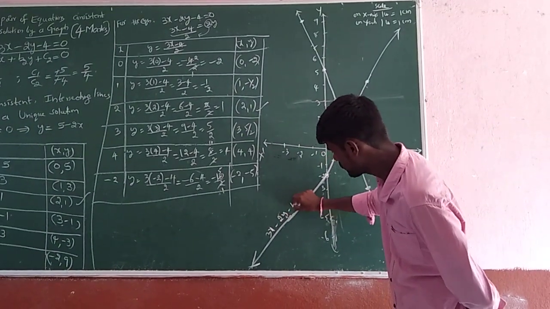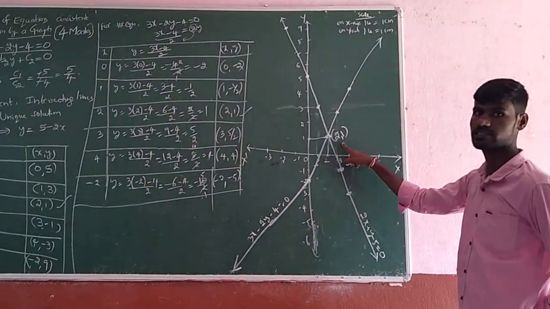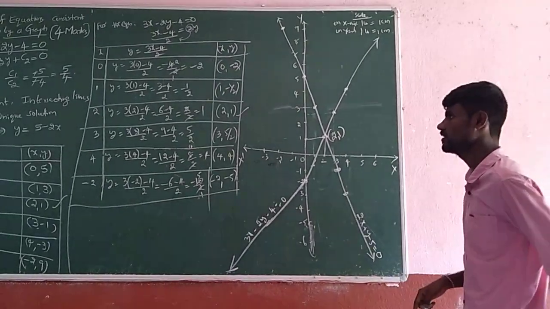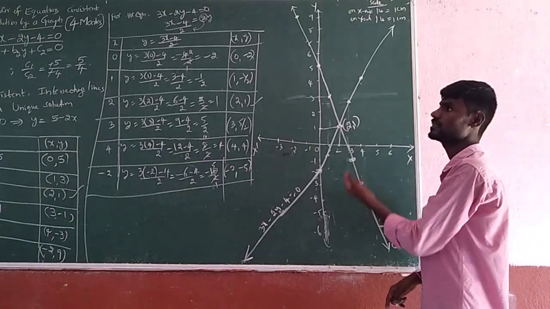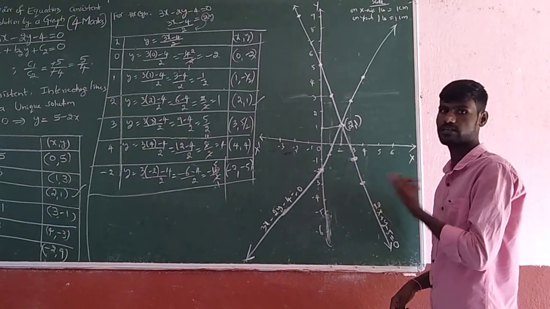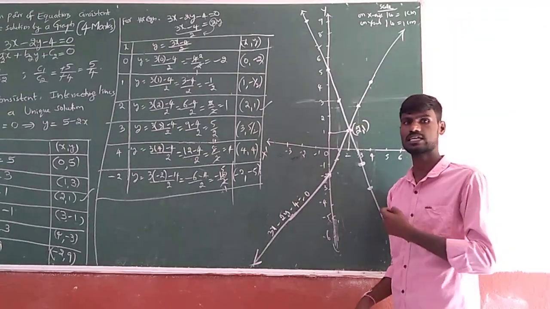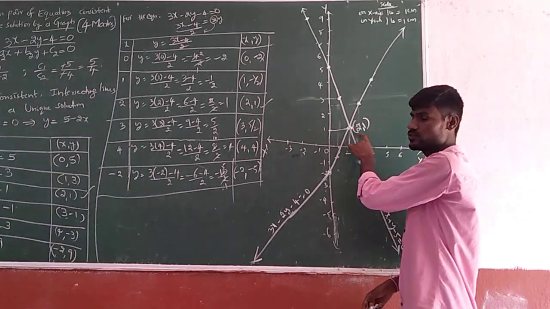3x minus 2y minus 4 equal to 0. So both are intersecting at a point, a common point for both. What does it mean? For 2 comma 1 both equations will be satisfied. That is the meaning, that is the solution for a system of a pair of equations. A system of a pair of equations means the given equations will be satisfied for the same x and y in the two equations. So that's why that is said to be a solution.